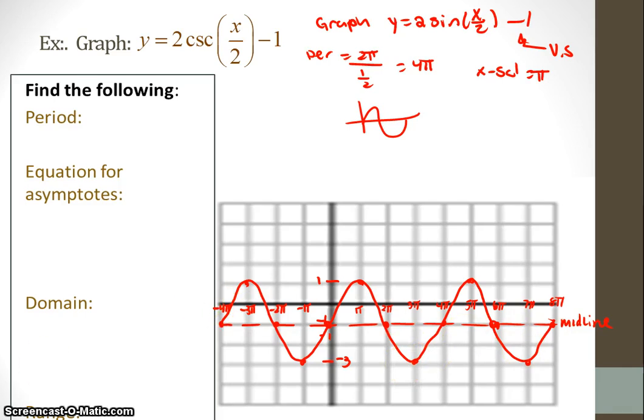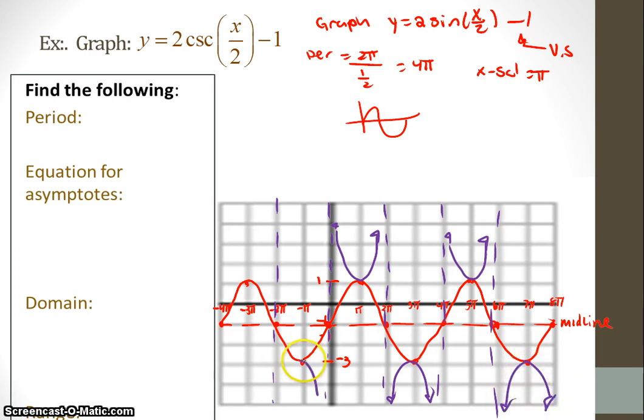So then I'm going to do its related cosecant function. So wherever it crosses the midline, I'm going to draw my cosecant's vertical asymptotes. So I'm going to draw in all of my vertical asymptotes. Now wherever there is a maximum of my sine function, my cosecant is going to have the U shape. So I'm going to graph those. And I'm going to do it on both sides.